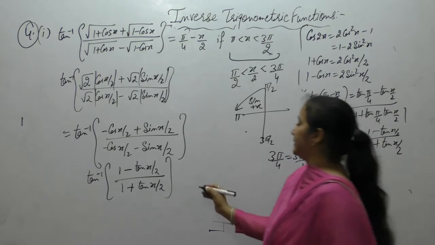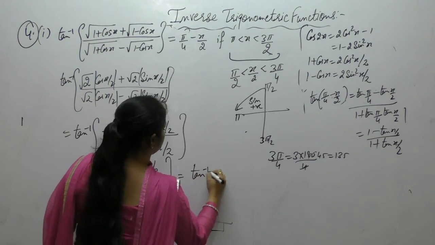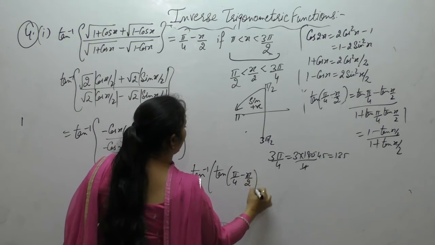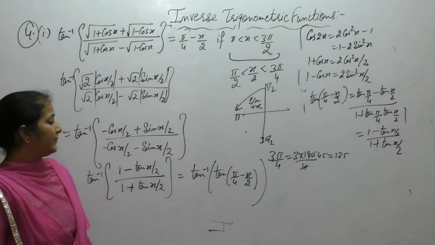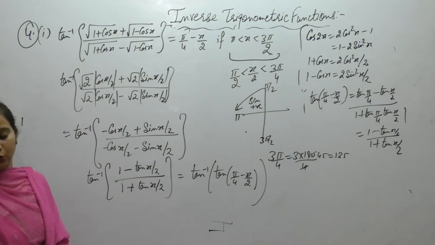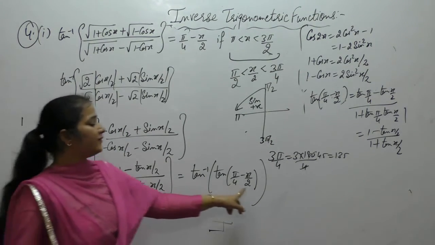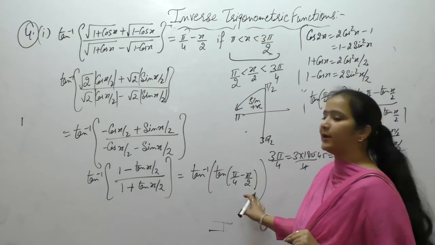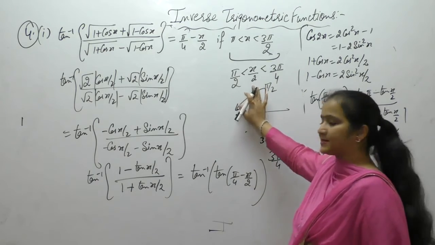So we get tan inverse tan of pi by 4 minus x by 2. Tan inverse tan theta will be equal to theta if the limit lies between minus pi by 2 to pi by 2. Now this is the term.